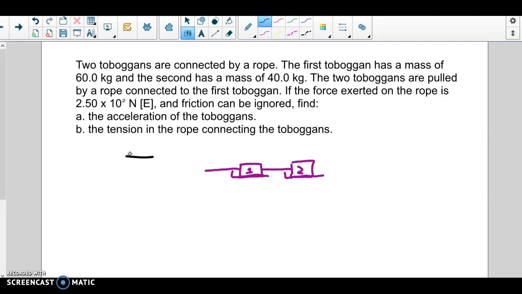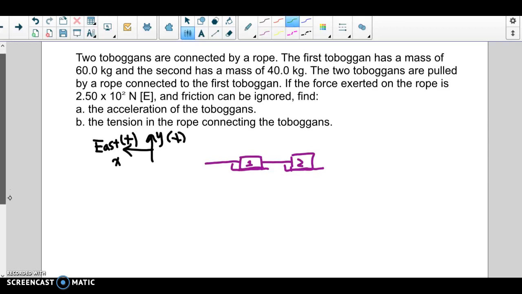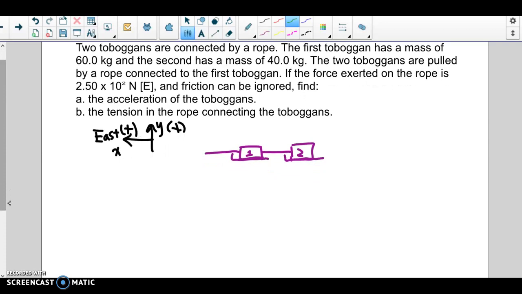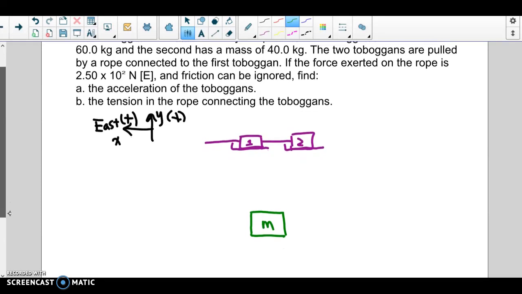So in this question, there's my x direction. I'm going to call this east, and that'll be my positive direction. And then here's my y direction, and I'll call up positive direction. So since I'm dealing again with two objects that have the same acceleration, when I draw my free body diagram, I'm going to lump them together. So for my free body diagram, I'm just going to call this big M. So that's both of the toboggans together.